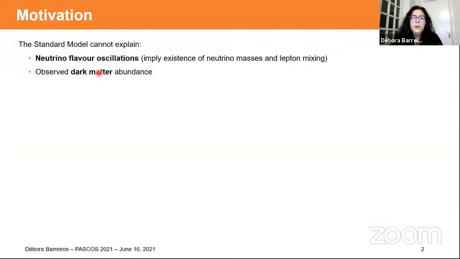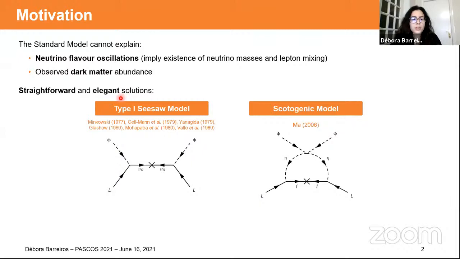As you all know, the standard model cannot explain the existence of neutrino masses and lepton mixing, and also doesn't give us a suitable dark matter candidate. So one must go beyond the standard model to try and solve these two problems. One can do that, for instance, by considering the type 1 seesaw mechanism, where neutrino masses are generated via the exchange of very heavy right-handed neutrinos.